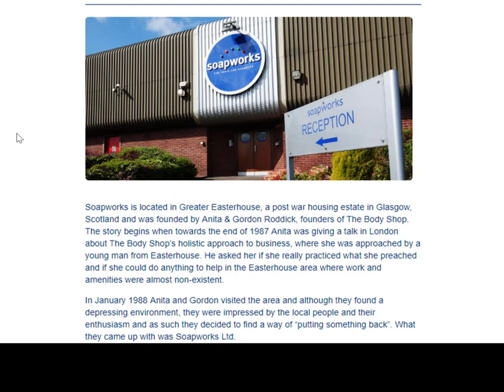Soapworks is in Easterhouse, just on the outskirts of Glasgow, and in the late 80s, Anita Roddick, who was the founder of the Body Shop, got involved where she basically found out that Easterhouse had really, at the time, bad unemployment, and I think there was quite a lot of drug influences and not a lot of opportunities for young people. So she basically helped start up a company which makes soap, and all the money goes back into the local community to help people find work and to get them out of bad influences in their lives, and that's a social enterprise. All the profit goes back into the company. I do recommend you have a look at Soapworks.